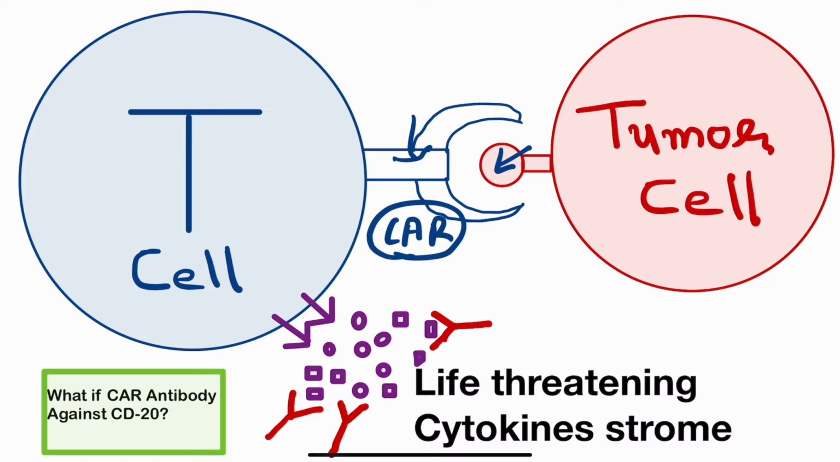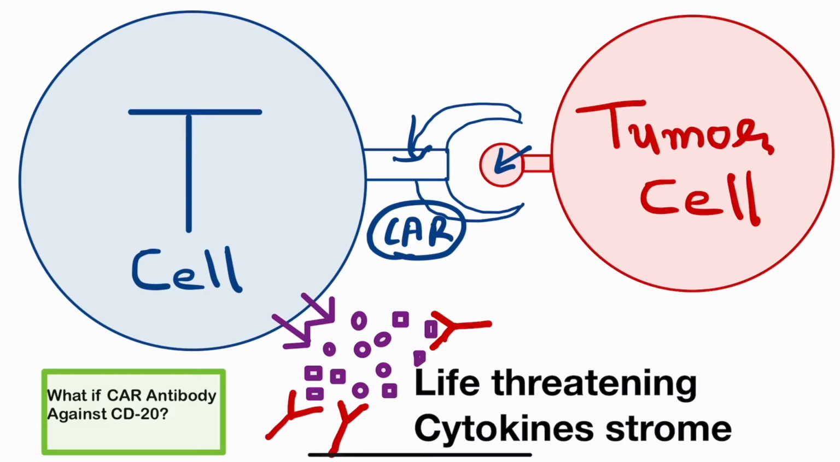But we are focusing only on the chimeric antigen receptor activation, and this interaction will lead to a stimulatory action in the T cell. When the T cell is stimulated, it releases lots of cytokines into the plasma, and these cytokines cause a life-threatening cytokine storm, and this storm will lead to the death of the patient.